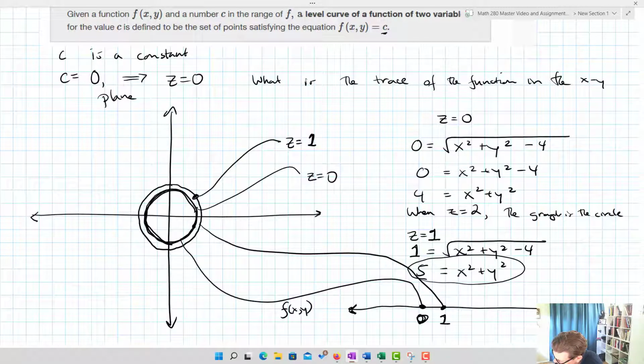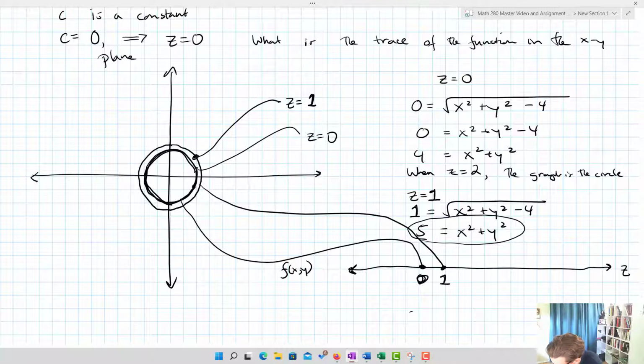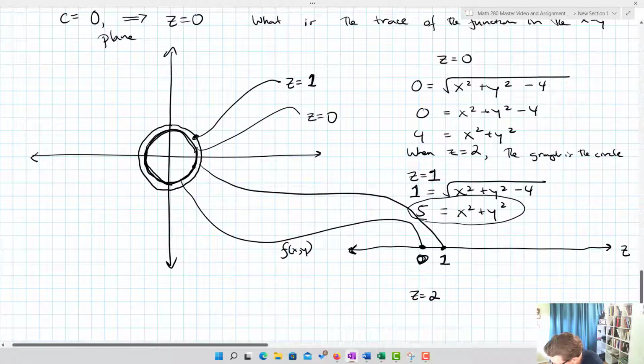Let's do one more, just to give you a sense. If I take z equals 2, we're going to see what happens. I get x squared plus y squared, and then I square it, so it's going to be 4 plus 4, which equals 8. X squared plus y squared equals 8, so the radius is just going to be slightly less than 3.